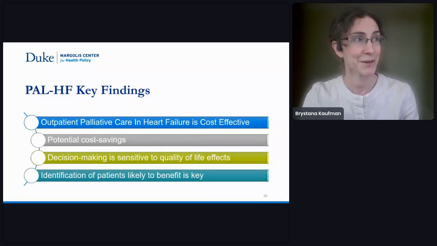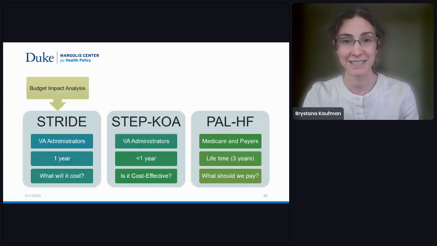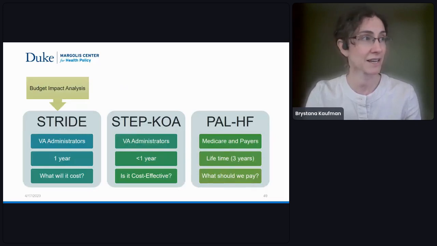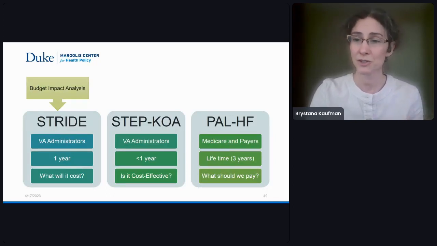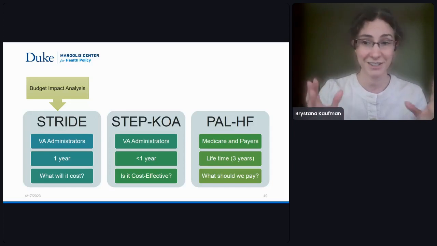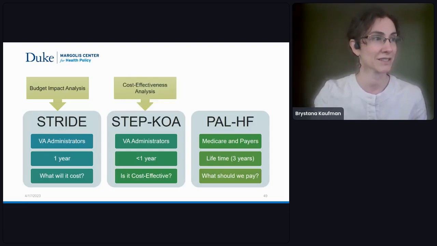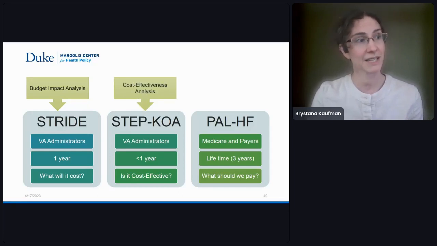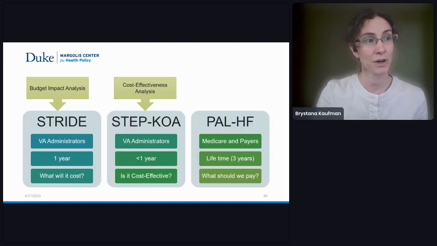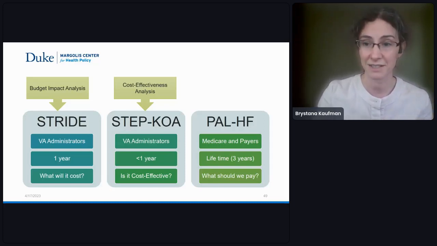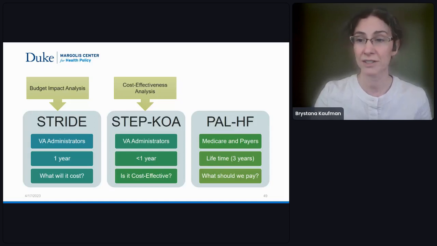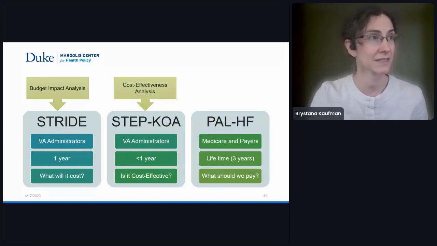All right, so just wrapping up here with a quick summary of those three different examples. The STRIDE hospital mobility program, we used budget impact analysis to inform the VA decision-making. And because health systems and administrators are often focused on that next year, that next budget cycle, we used a 1-year time horizon and evaluated what will it cost. And in STEP KOA, also in the VA context, and informing VA decision-making, but we're focusing on what is the cost relative to the benefits in the standard of care. And we used the trial time period, which was less than 1 year in that scenario.